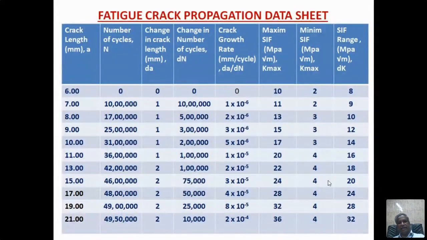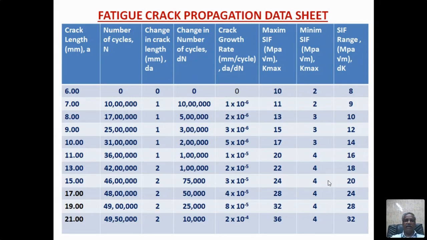The change in cycle, the difference between 10 and 17. Sorry, it's a small mistake here. So you forget about this data. Here you are getting the change in number of cycles. You are getting 10 lakhs, 5 lakhs, 3 lakhs, 2 lakhs, and it is getting reduced. It starts at 10 lakhs from 6 millimeter to 7 millimeter, and then it is reduced to 5 lakhs, 3 lakhs, 2 lakhs. So when the crack grows, the change in number of cycles is getting reduced.